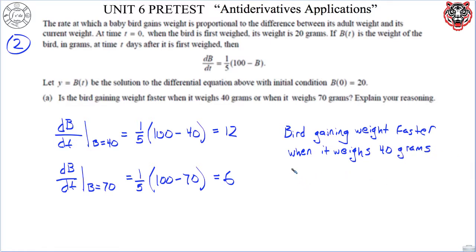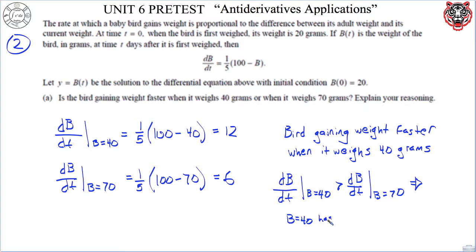And if you want to say that in math, you can say these symbols. This is kind of also long to write out, so I don't know which one you would prefer. dB/dt at B equals 40 is greater than the rate at the other value, dB/dt evaluated when B is equal to 70. And this implies that 40 is the answer. So you say this implies B equals 40 has the faster rate.